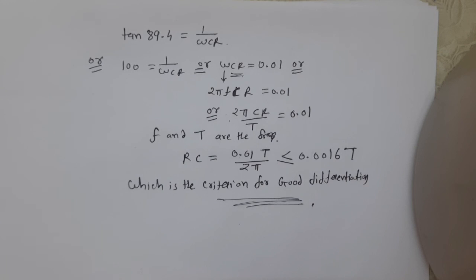This completes the topic. The question is: draw the circuit of the high pass filter, apply the pulse input, find out the differentiated output, discuss the four conditions, and find out the criterion for good differentiation.